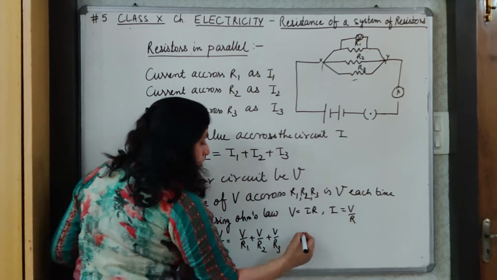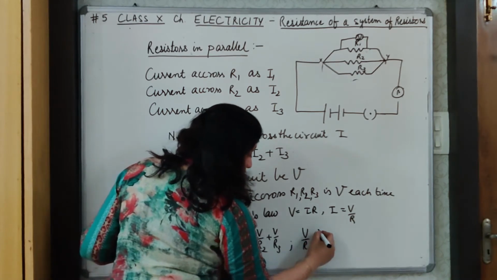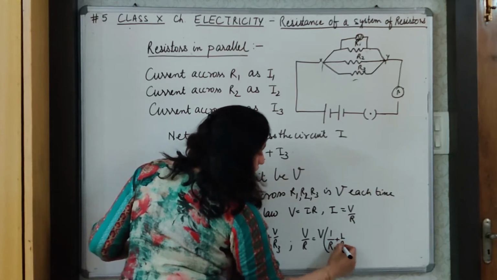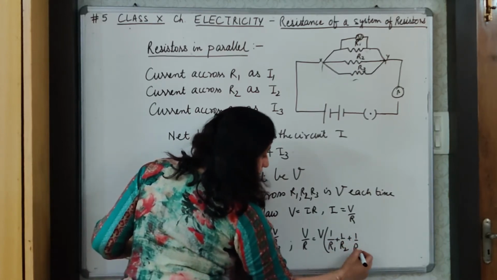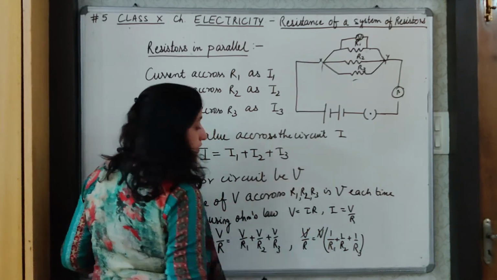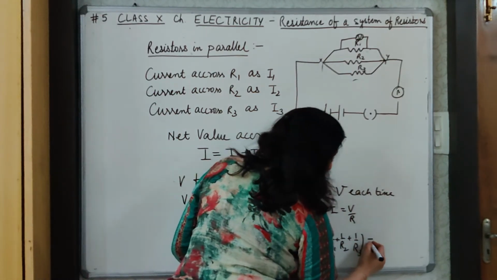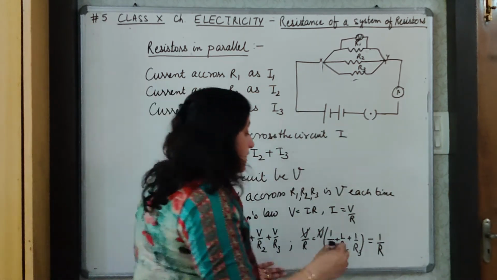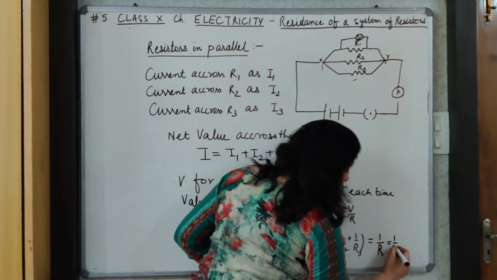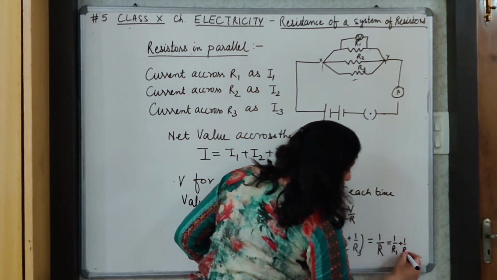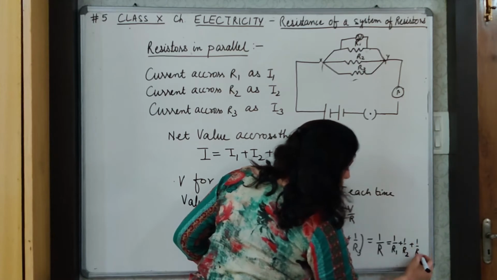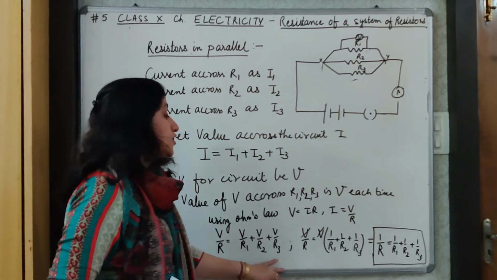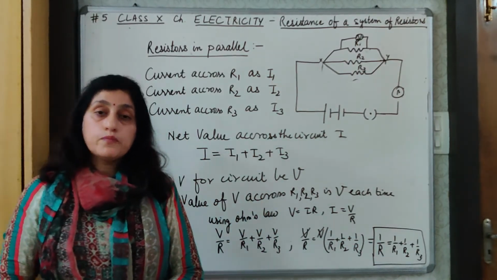Next, taking V common, I get V upon R is equal to V times 1 upon R1 plus 1 upon R2 plus 1 upon R3. V cancels V, and my net formula or the final formula for the combination of resistances in parallel comes to 1 upon R is equal to 1 upon R1 plus 1 upon R2 plus 1 upon R3. This is the final formula for a combination of resistances in parallel.